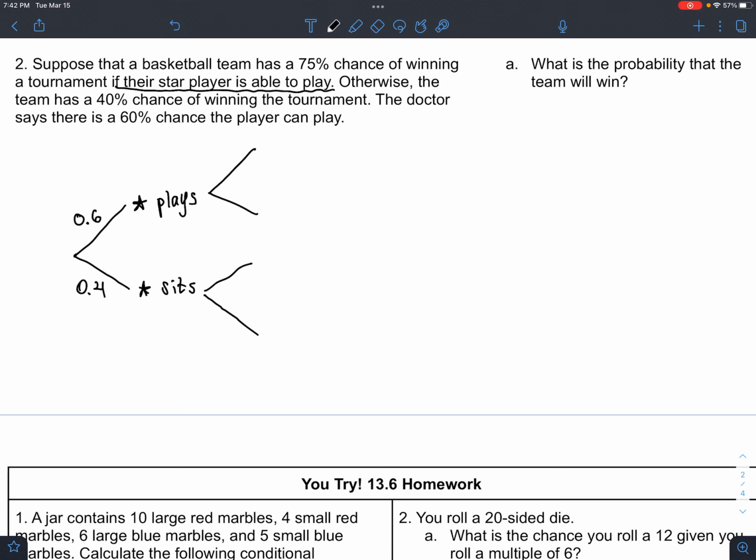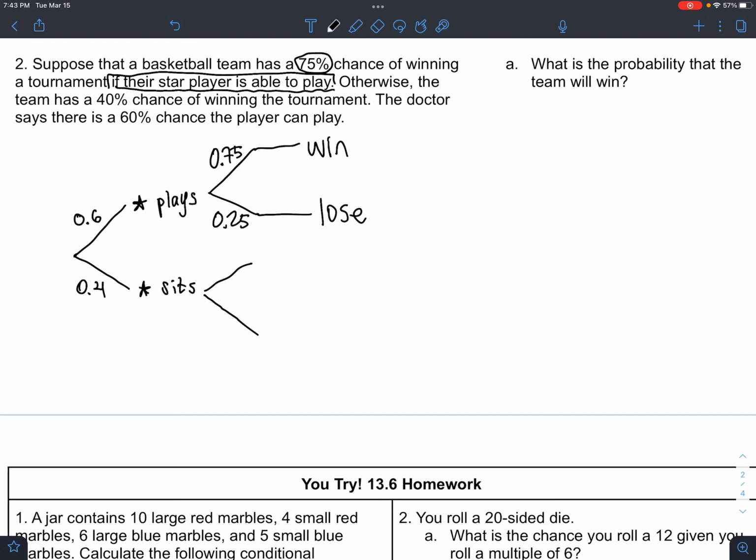So we got to read the other sentences. So 75%, what is that talking about? It looks like it's looking at when the star player is able to play. So it looks like we're hanging out up here. So 75% chance versus the complement, the 25% chance. Looks like we're going to win if we're here. And it looks like if the star player plays and we don't win, then we probably lose.